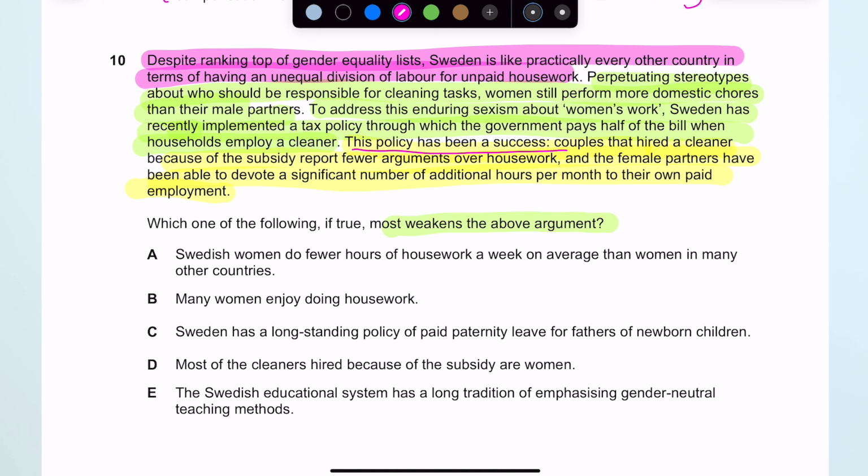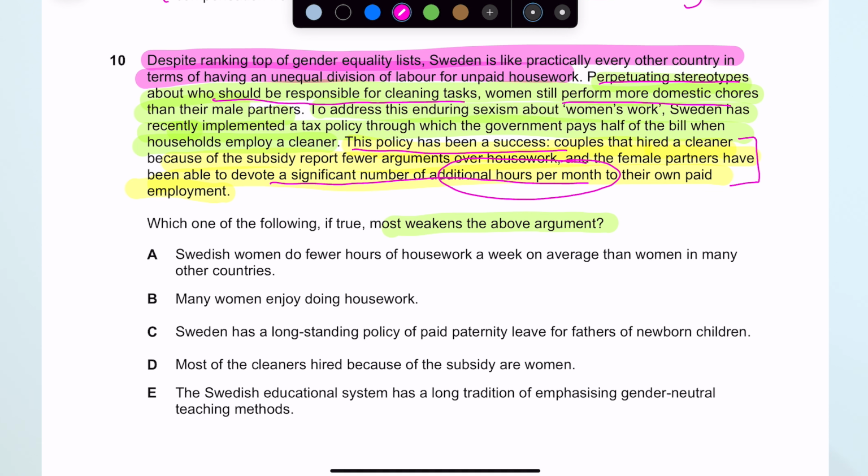And how do we know that this policy has been a success? Well, it's basically saying that Swedish female partners have been able to devote a significant number of additional hours per month to their own paid employment. So what are we overcoming here? The unequal division of labour for unpaid housework and the perpetuating stereotype about who should be responsible for cleaning. Okay, so this was the problem that was identified, the stereotype and unequal division of labour. We then introduced this bill, which has been a success because female partners have now been working for their own paid employment. So what's going to weaken this argument?